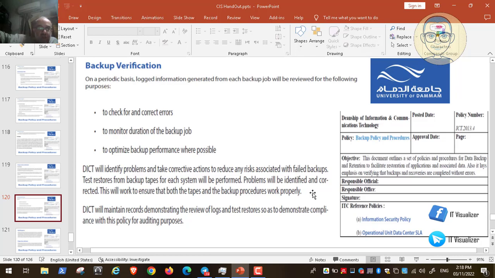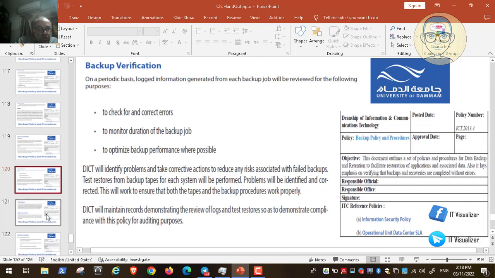You take random tapes and restore them twice a month, to make sure that the data on the tapes is not corrupted. And also monitor the logs of the backup jobs to make sure the backup job was taken without any errors. And if there are any errors, then you should rectify them. So I think we can work further.